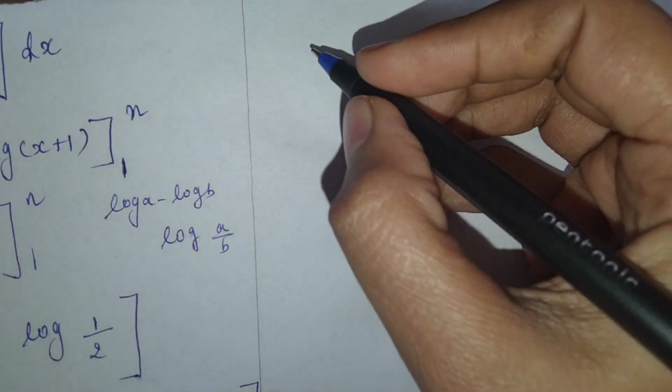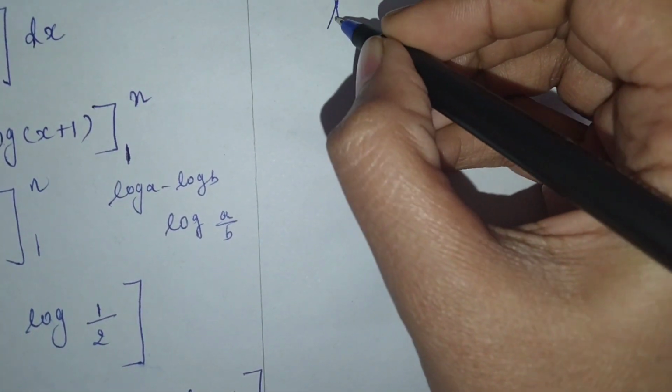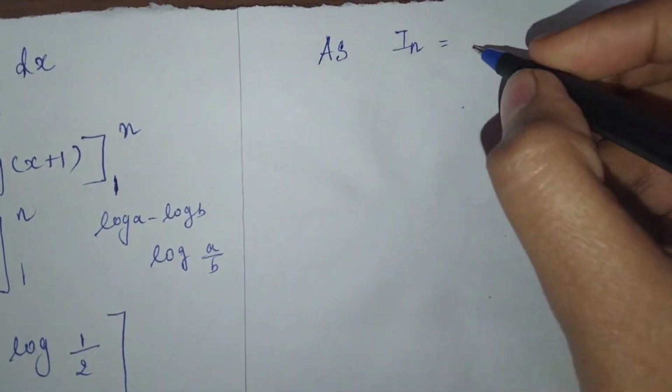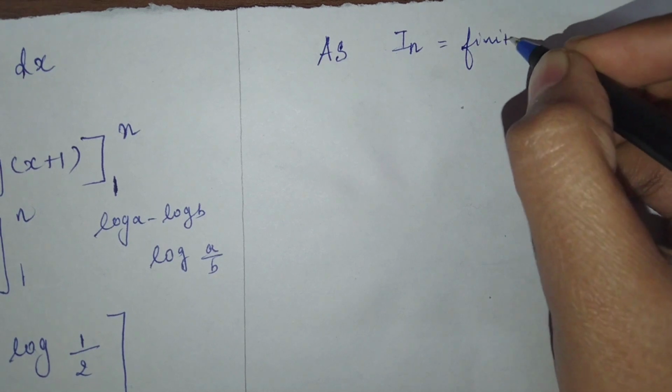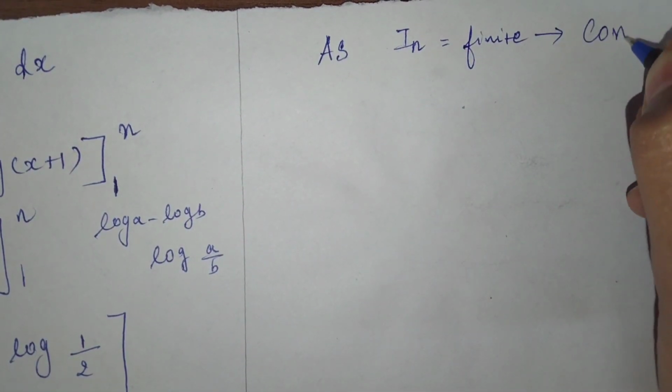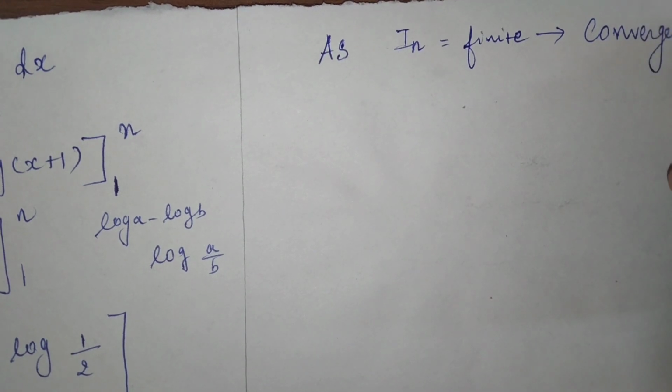Okay. And as we got the finite value, we can say that according to Cauchy's integral test, as the integral is finite, according to Cauchy's integral test, the series is convergent. Okay.